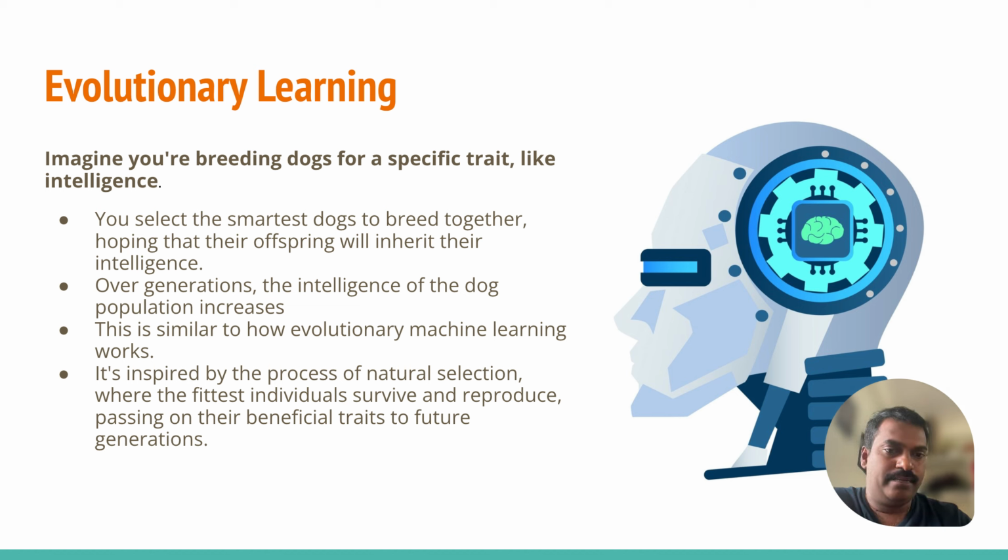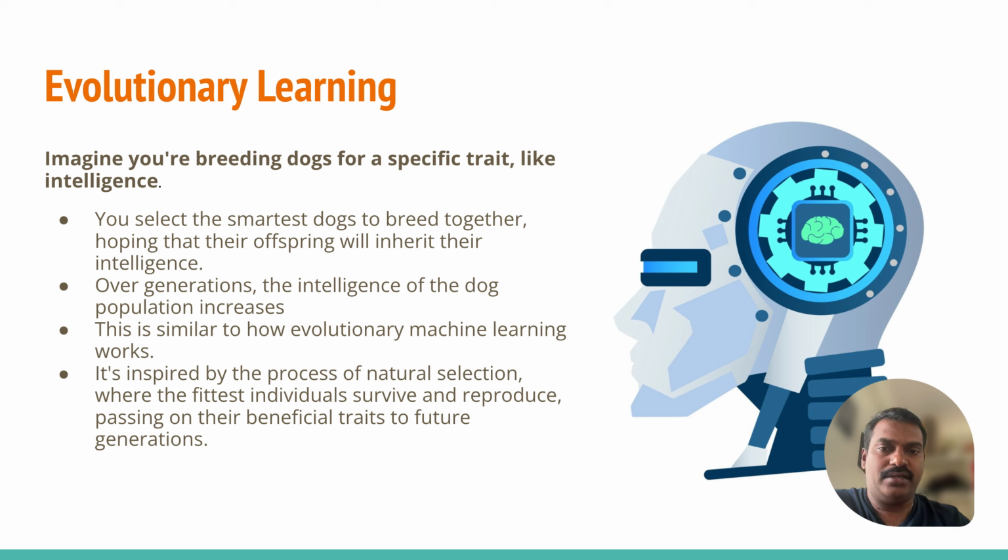Take a military example. They need intelligent dogs. So how will you decide this is an intelligent dog? Based on some previous history and training, so then you expect a similar kind of dog. So that's what evolutionary learning is.